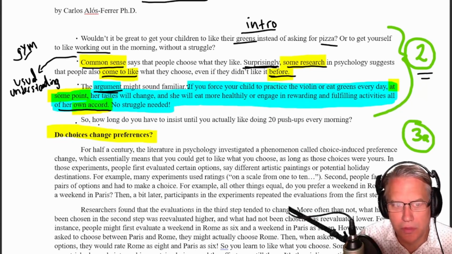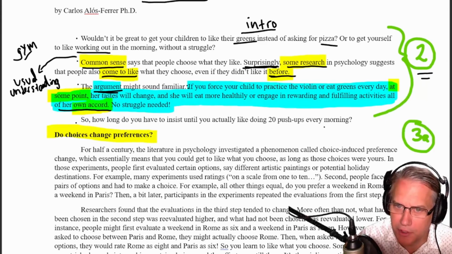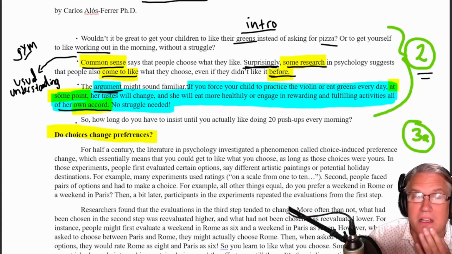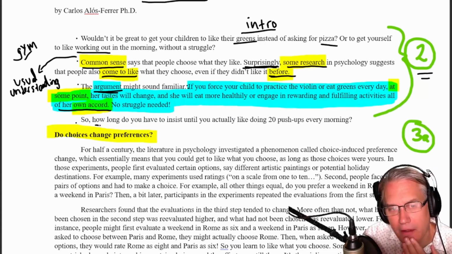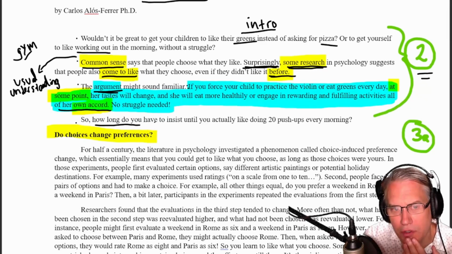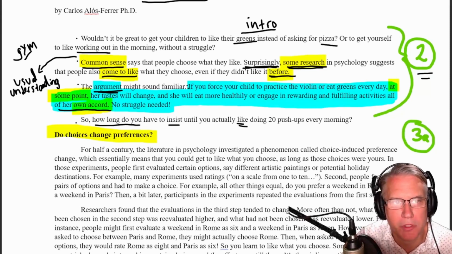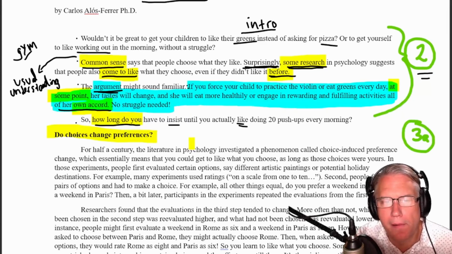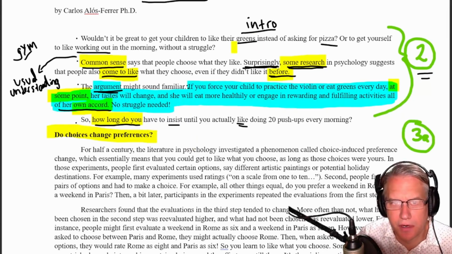Then we end this with a question. So, how long do you have to insist until you actually like doing 20 push-ups every morning? Oh my gosh. So, how long does this take according to the research? How long will this take? Okay, and then that's the end of our introduction.